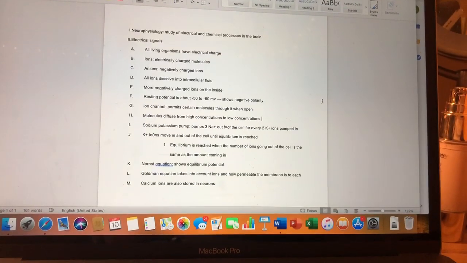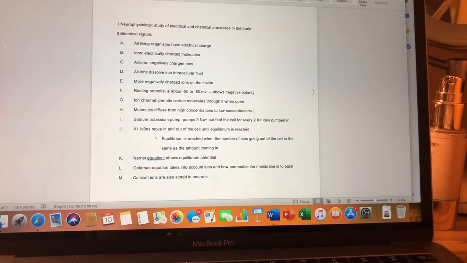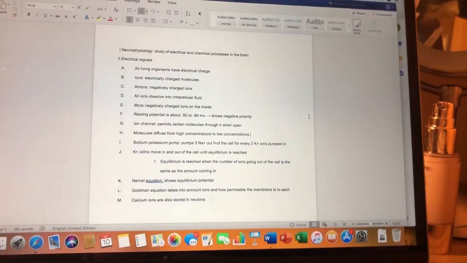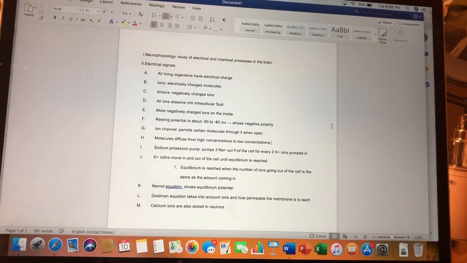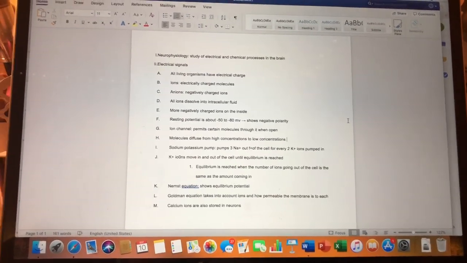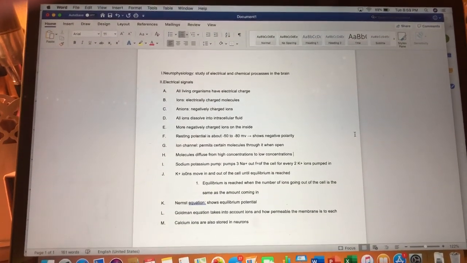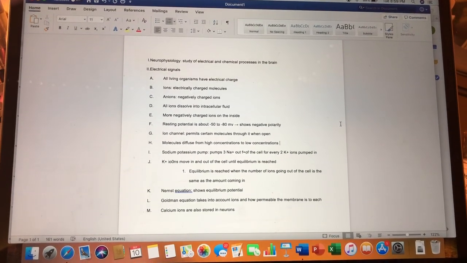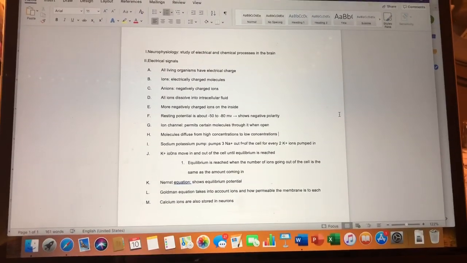So another equation that accounts for this issue is called the Goldman equation. So that equation shows how much a cell membrane is permeable to each ion that is able to flow in and out of it. So neurons also store calcium ions, which is used for intracellular fluid.